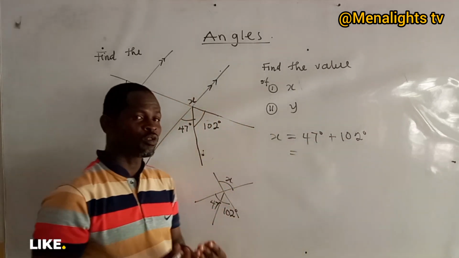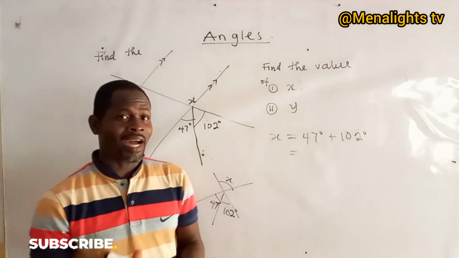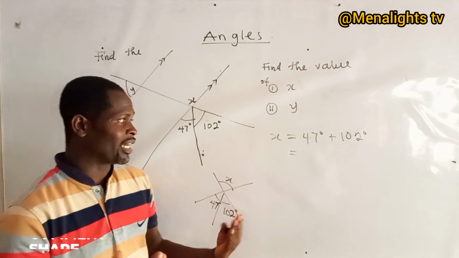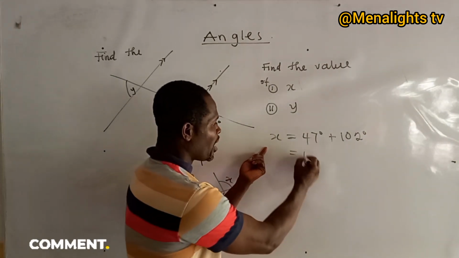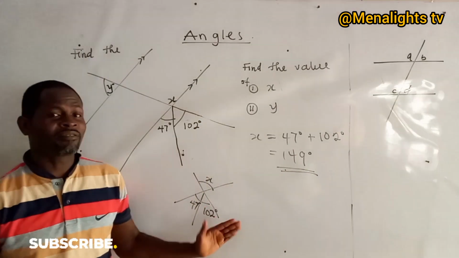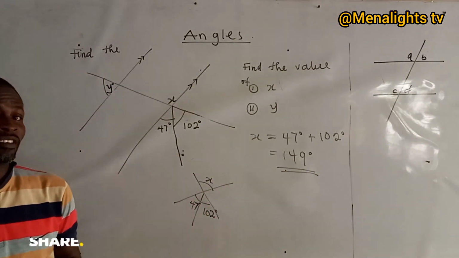So for us to find x, we can say that x is equal to 47 degrees plus 102 degrees because they are what? Vertically opposite to each other. So here the x will be equal to 149 degrees. So we have found the value of x. Now we are going to find the value of y.